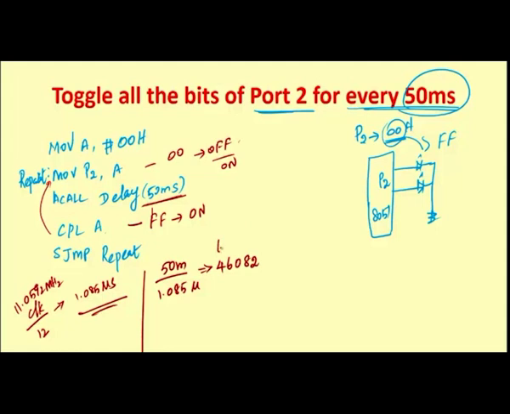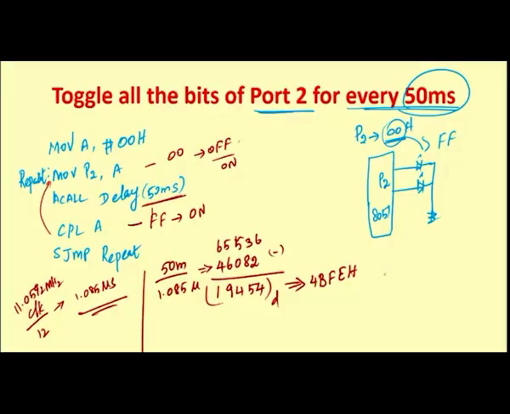This value should be subtracted from 65536 because of the 16-bit length. After subtracting, I get the value 19,454. This is the decimal equivalent, but in the 8051 we use the hexadecimal equivalent, so it should be converted into hexadecimal. After converting, I get the value 4BFEH. After getting its hexadecimal equivalent, now you can write the delay program.